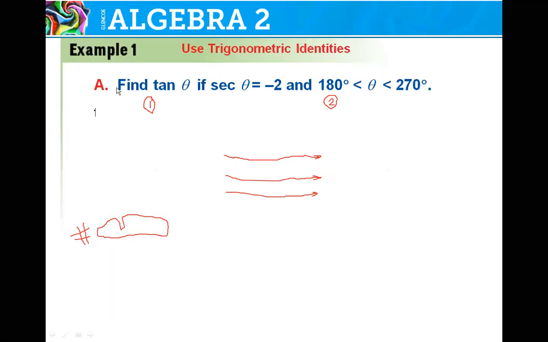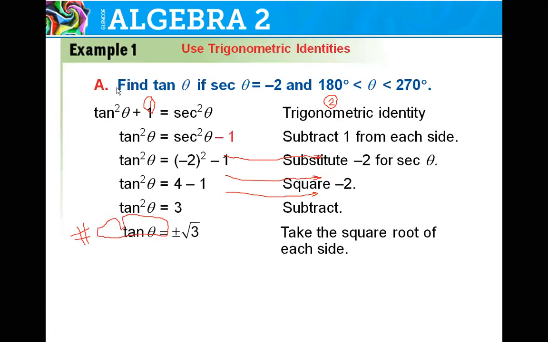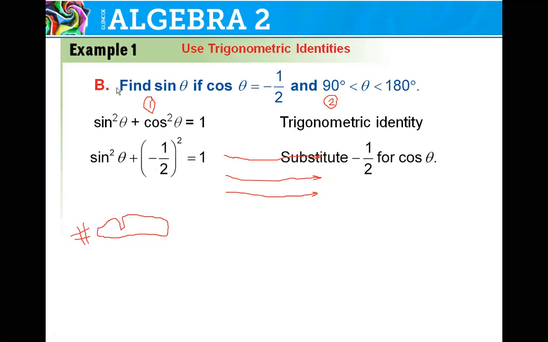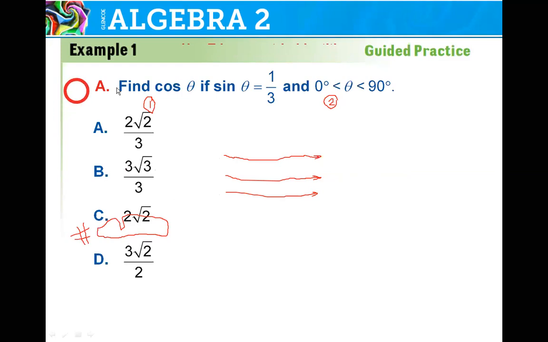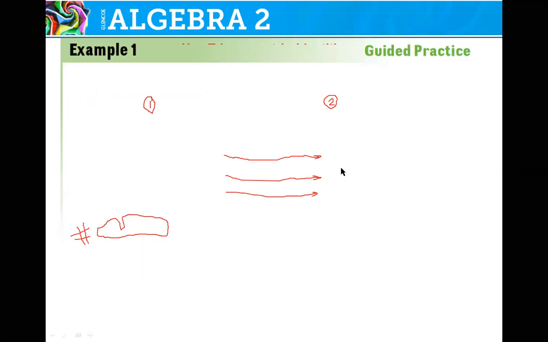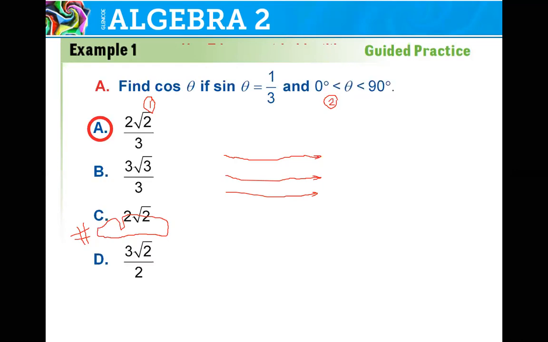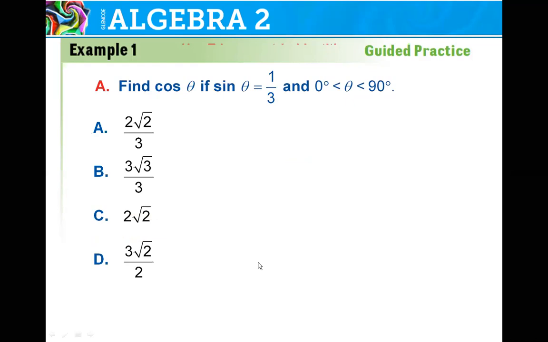We had some problems yesterday. We talked about them. Now I'm going to take this example. We have here to solve a multiple choice: find cosine theta if sine theta equals 1 over 3, and we work from 0 to 90. It means in the first quadrant.